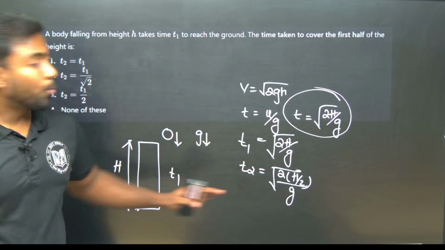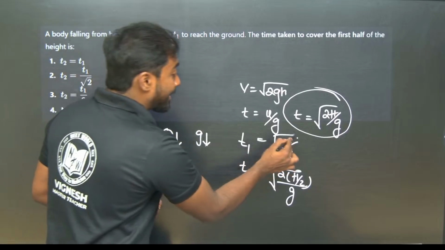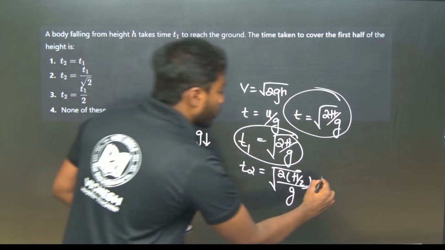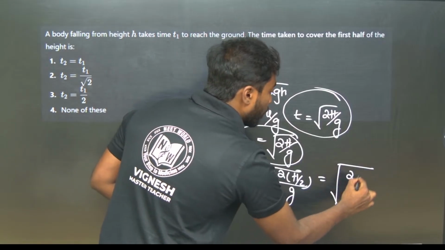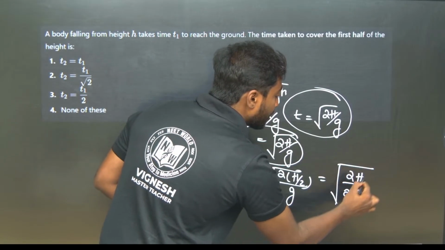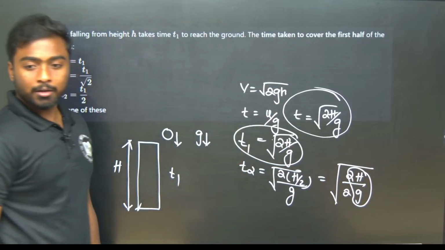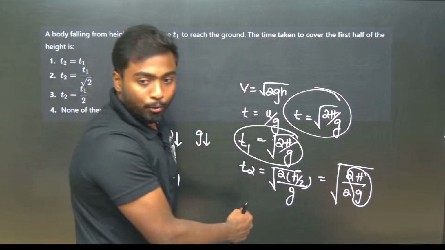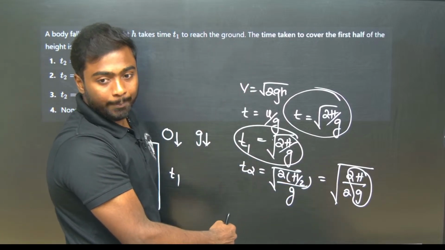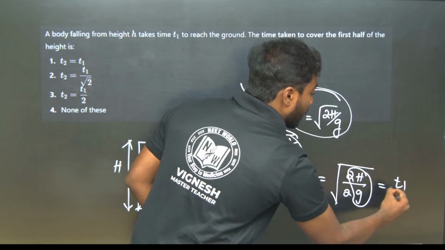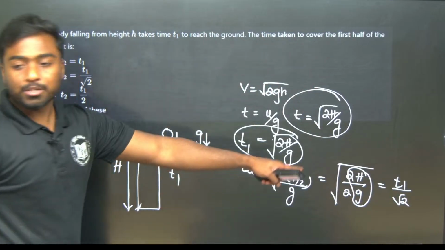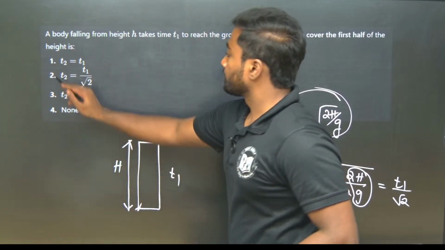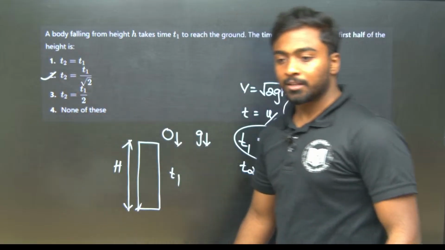So what should I do now? They are asking T2 in terms of T1. So I will rearrange something here. 2h by 2 into g, where 2h by g is T1. I will take this root 2 separately outside, which becomes T1 by root 2. T2 equals T1 by root 2. So the option is the second. That's it. Done?